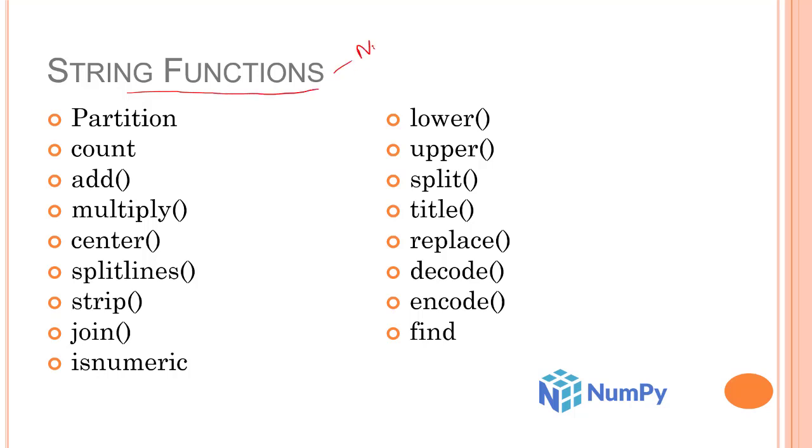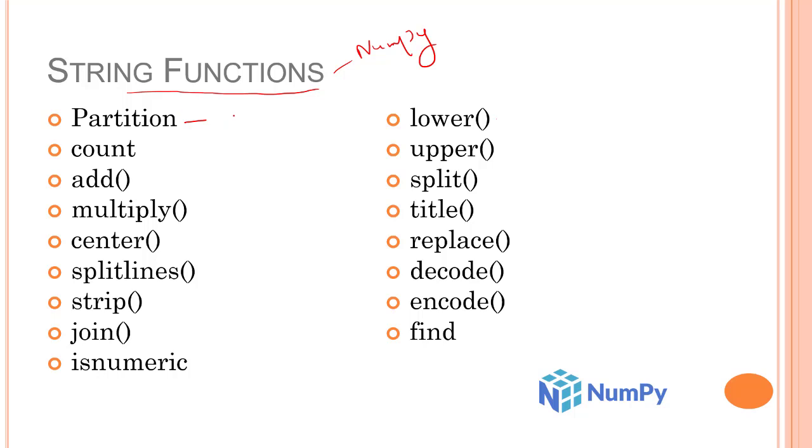How we'll use a string in NumPy and what methods we use, the string methods we call. I included some of the string methods here like partition, count, add, multiply, then center, splitlines, strip, join, isnumeric, and then move to islower, isupper, split, title, replace, decode, encode, and find. So we'll start with them one by one, starting with partition.